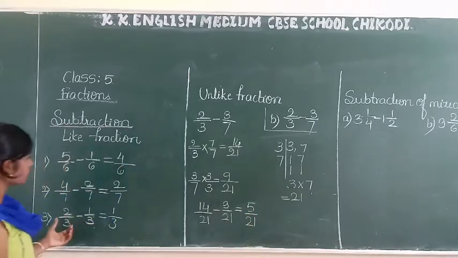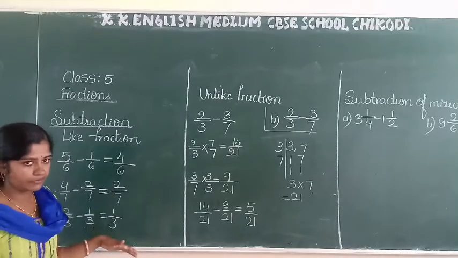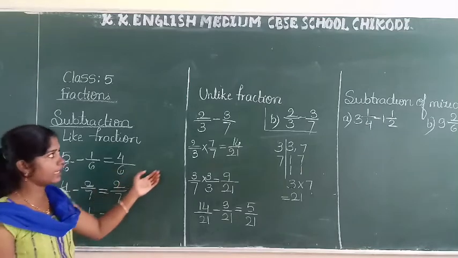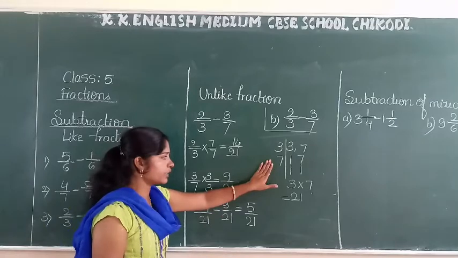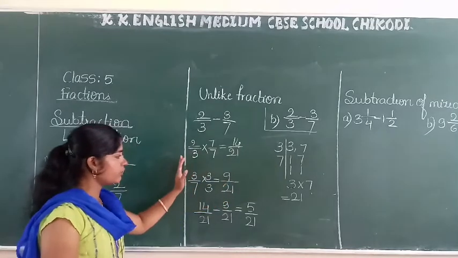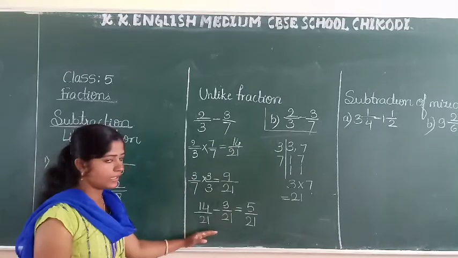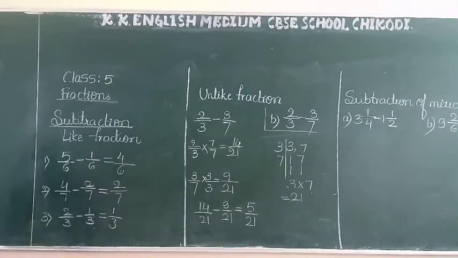See here, like fractions subtraction is very easy because they are already given in like fractions. Just subtract the numerators and keep the denominator. But here these two steps are extra. First you have to take the LCM. After that you have to convert them into like fractions. Then you subtract the numbers. Okay. I will take one more example.